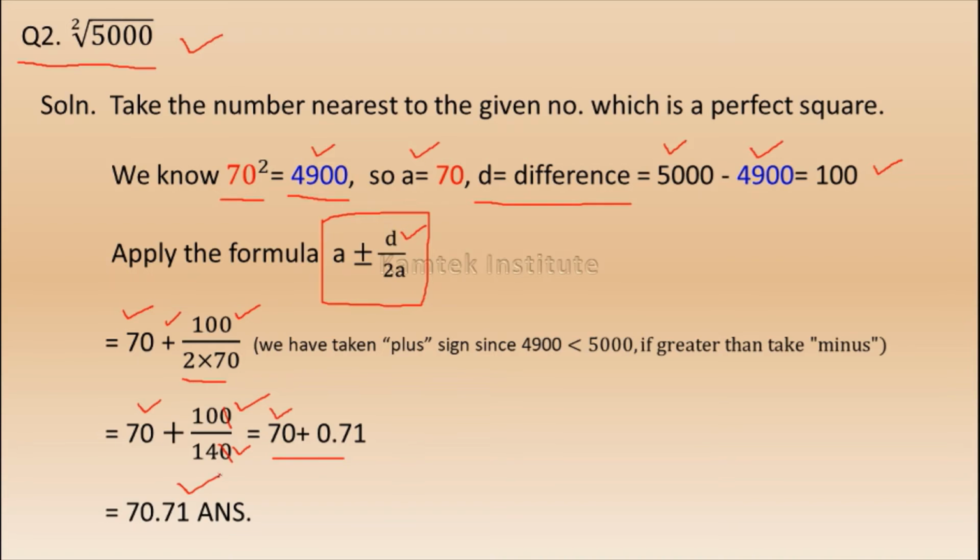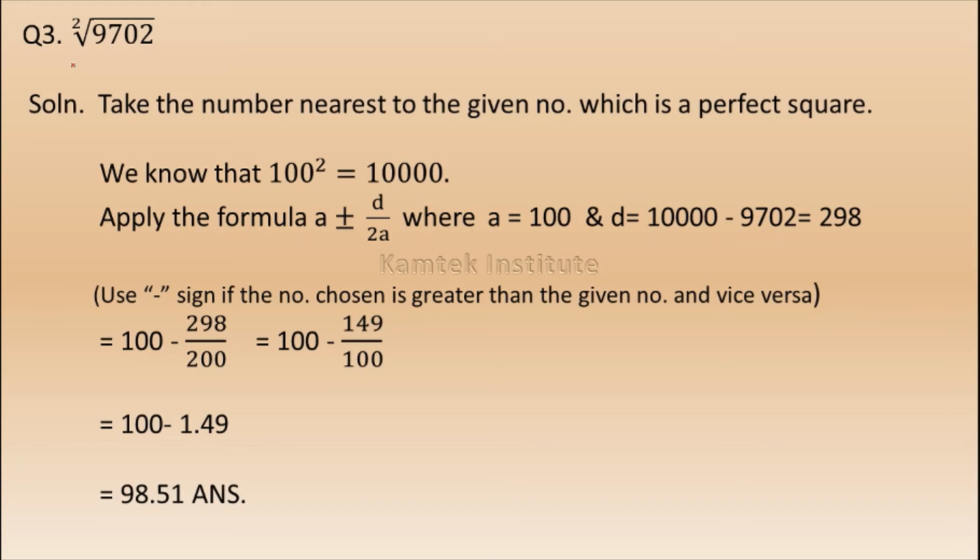Understood? Now we come to question number 3. We have to find the square root of the number 9702. This is again a non-perfect square number, so we'll be doing it by the approximation method. The first thing we're going to do is look for a number nearest to this number which is a perfect square number, and here we found 10,000 because 100 squared is 10,000. So this is the perfect square number we have taken. Now apply the values in the formula given to us, that is a plus minus d upon 2a.